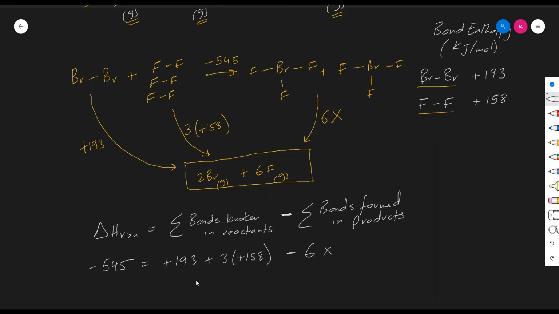Once you work out x, x would equal positive 202 kilojoules per mole. And obviously, since they asked for bond enthalpy, your answer should be positive, because bond enthalpies are defined as bond breaking, which is an endothermic process. Thus, if you're asked to calculate the bond enthalpy, your answer should always be positive 202.